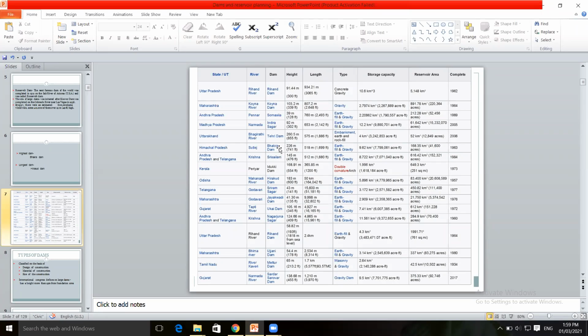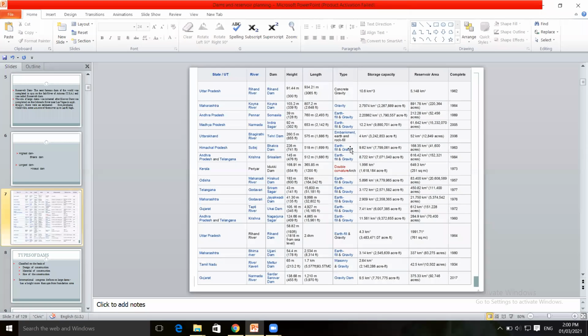What is the storage capacity of Bhakra Dam? 9.62 kilometer cube. The reservoir area is 168.35 kilometer square, and it was completed in the year 1963. This Bhakra Dam, a multi-purpose reservoir completed in 1963, is of the earth fill and gravity dam type.